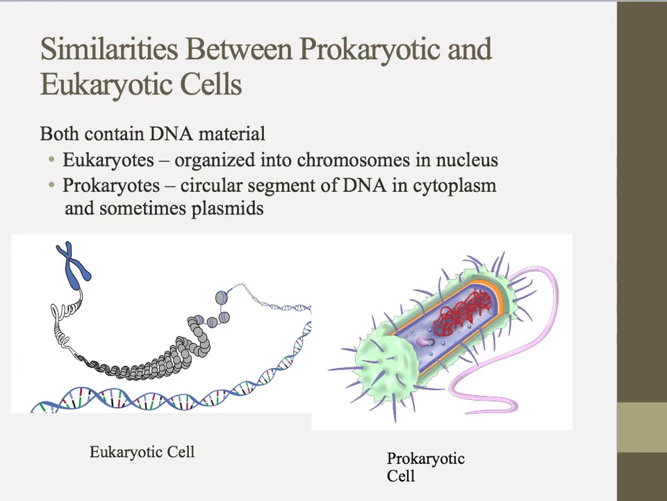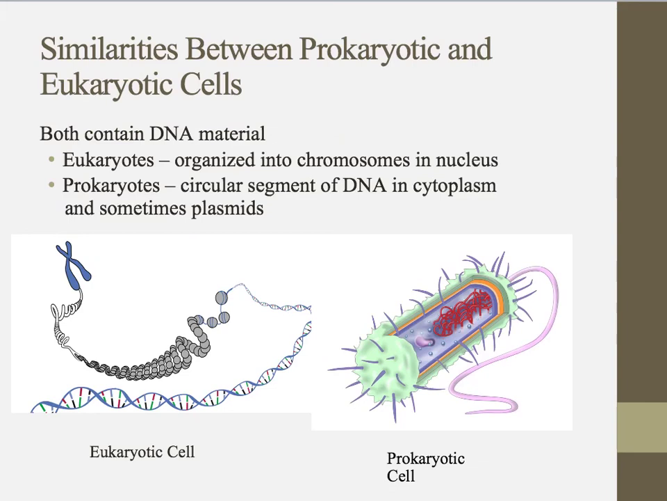Alright, both prokaryotic and eukaryotic cells contain DNA material. The DNA of a eukaryotic cell is organized into rod-shaped structures called chromosomes. These chromosomes are contained in that well-defined nucleus that we talked about in the last slide. The DNA of a prokaryotic cell is organized into a circular segment. This circular DNA winds and twists so that it may not appear to be a perfect circle.